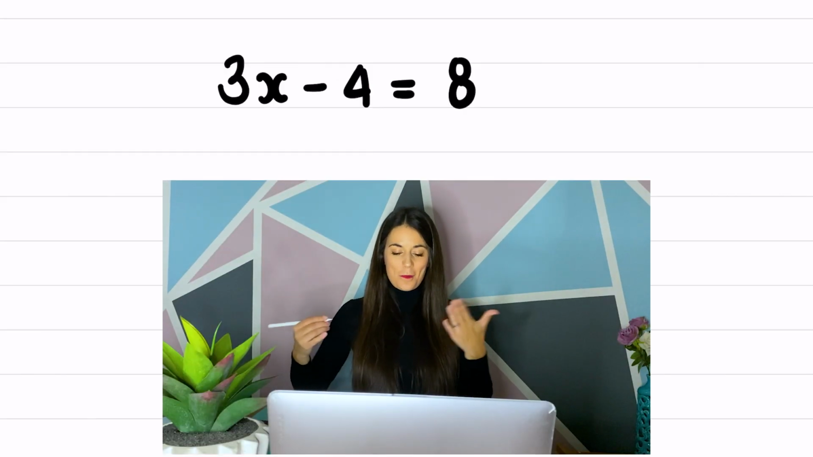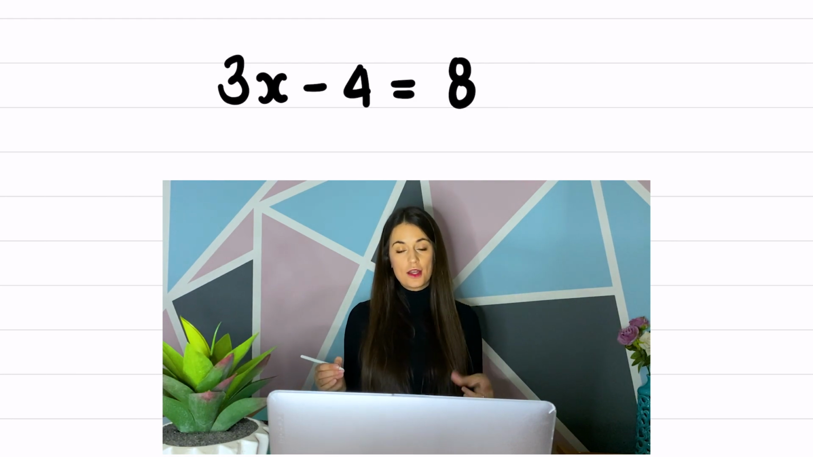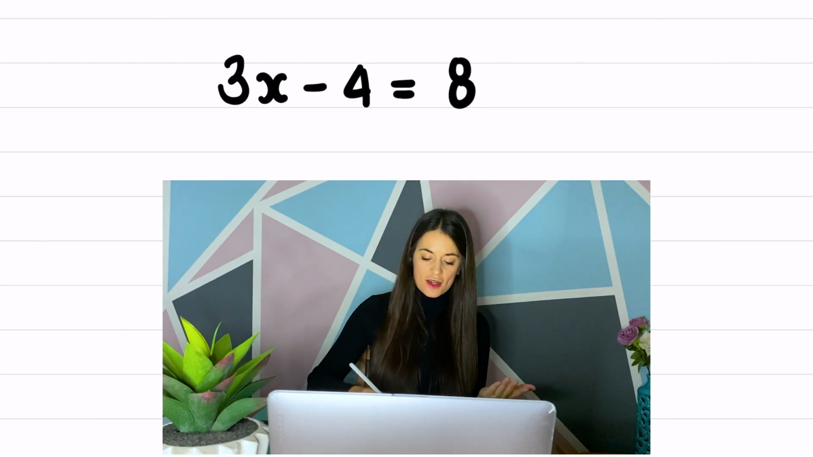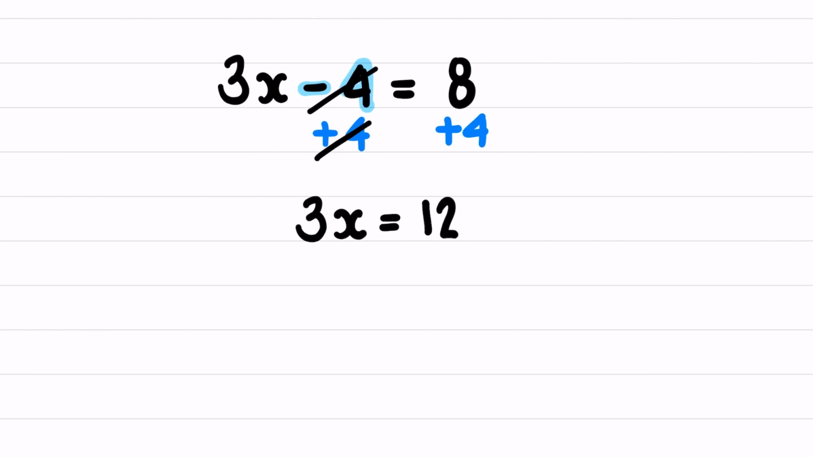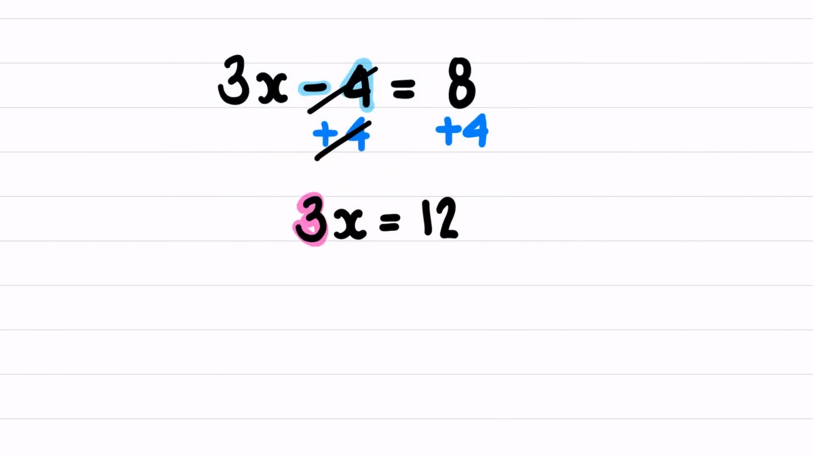Alright, if I have 3x minus 4 equal to 8, there are two things stopping my x from being alone. The coefficient of 3 and the constant of negative 4. So I'm going to start by getting rid of the negative 4. So I'm going to get rid of it by doing the opposite, which is adding 4. So I'm going to add 4 to both sides. If I add 4 to the left hand side, I'll be left with 3x equal to 8 plus 4, which is 12.